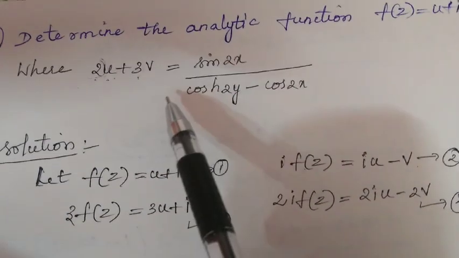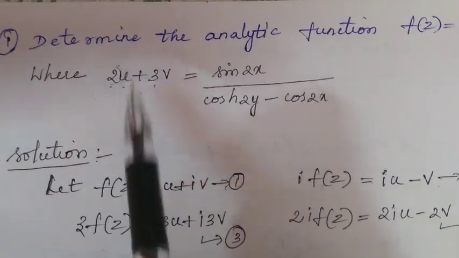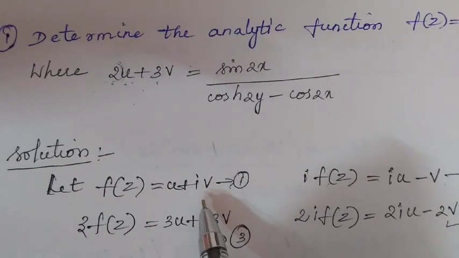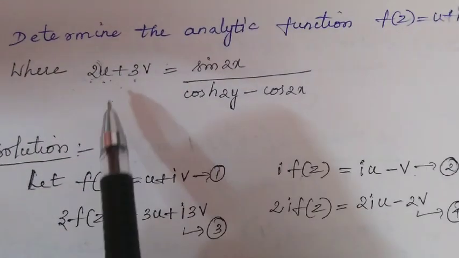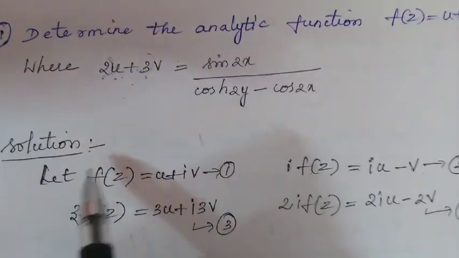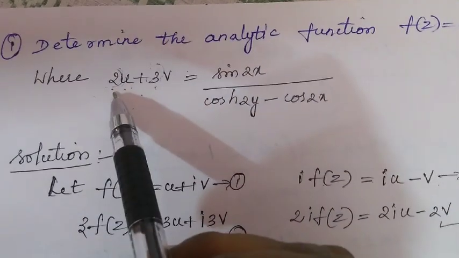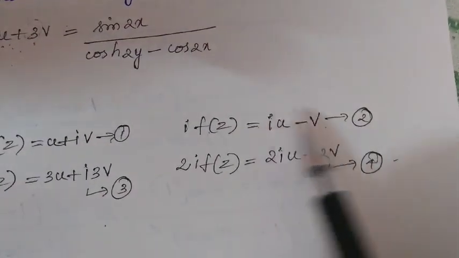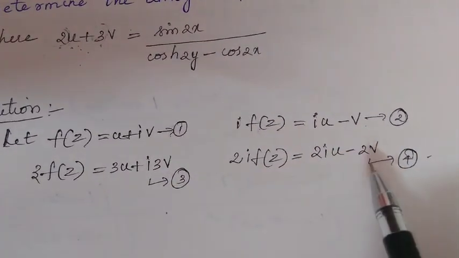Understood? Let me repeat it again. This is actually a combination of u and v. You have to convert this either to u or to v completely. So the procedure is, you take your f of z and multiply by i on both sides, and you will get the i f of z equation like this. And now the constant along with v, this 3, should be multiplied on both sides of equation 1, so you will get equation 3. The constant along with u, here it is 2, should be multiplied on the second equation, so you will get the fourth equation like this. Now we have to add these two equations 3 and 4.